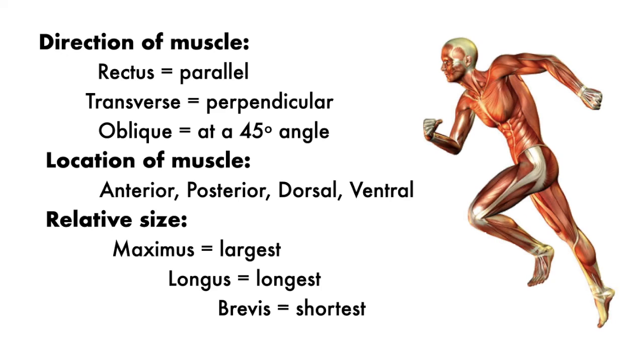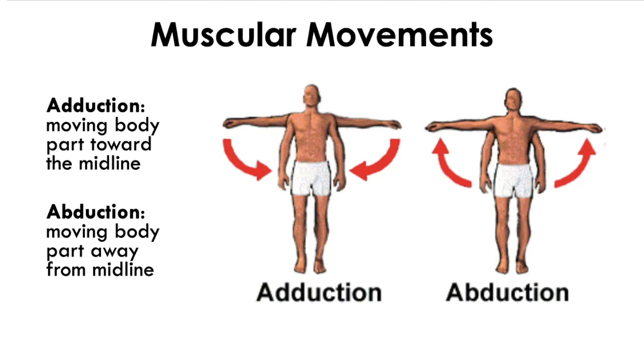If not, please look those up or have me explain those to you further, which you should have learned in math class. Now, location of muscles: anterior, posterior, dorsal, ventral. We covered those the first week of school, so please make sure you refresh your mind on the anatomical positions. And then size. Maximus refers to large, longus refers to long, and brevis refers to short. So adduction is referring to closing your arms, bringing them closer to the midline of the body. And then abduction is moving away.